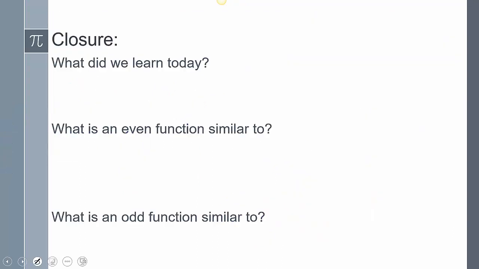In closing of today's lesson, what did we learn today? Well, we talked about zeros and how an x-intercept is the same as a zero, and instead of describing a function with x-intercepts, I can just call them zeros. And those are the x values in which it crosses the x-axis. And I want to hear from you, what is an even function similar to? Right, so we're talking in the realm of symmetry, so how does an even function relate to that? And same with an odd function. In terms of symmetry, how does that odd function relate?